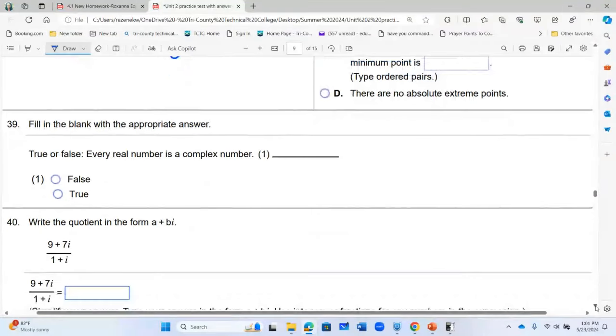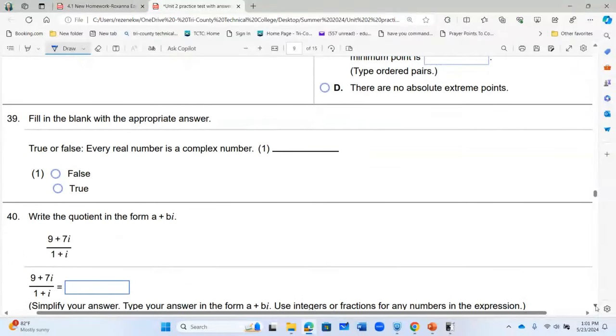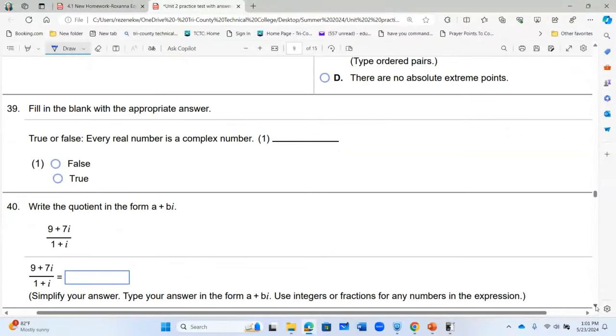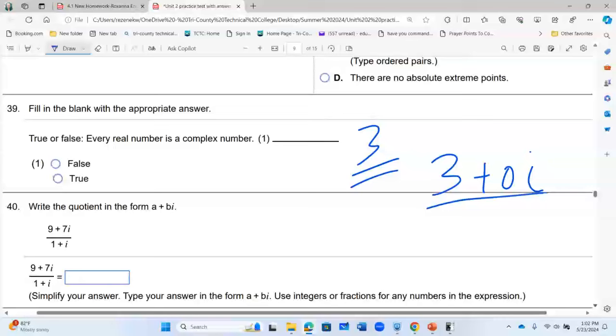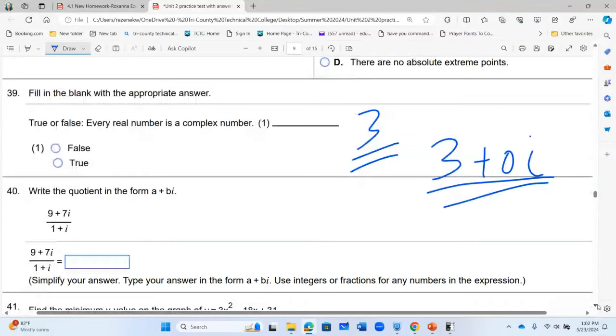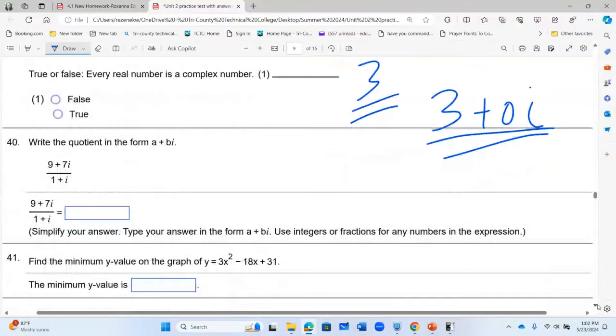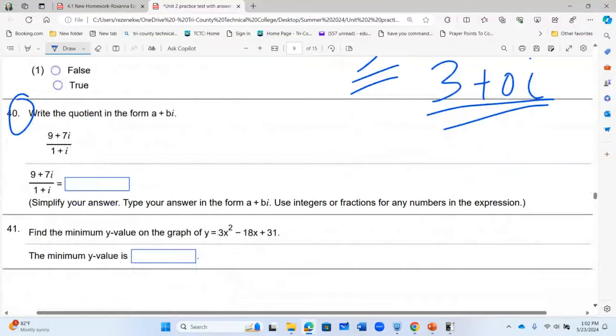Okay, true or false? Every real number is a complex number. Yes, because every real number, suppose I have the number 3, I can write it as 3 plus 0i. So every real number is a complex number. We already did this one. I think we did. Hope we know that you have to rationalize the denominator here. We did it already. Rationalize the denominator there.